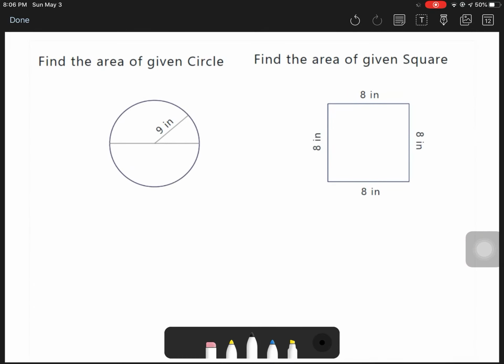Find the area of a given circle. Now this wasn't listed before. Area of a circle is pi times r squared, where r is the radius, and you can use 3.14. So we know what our radius is, it's 9. So pi times 9 squared.